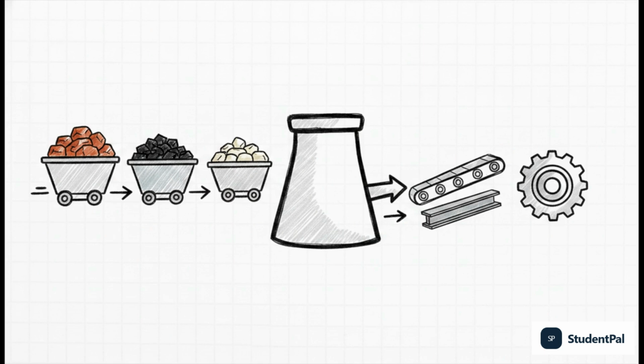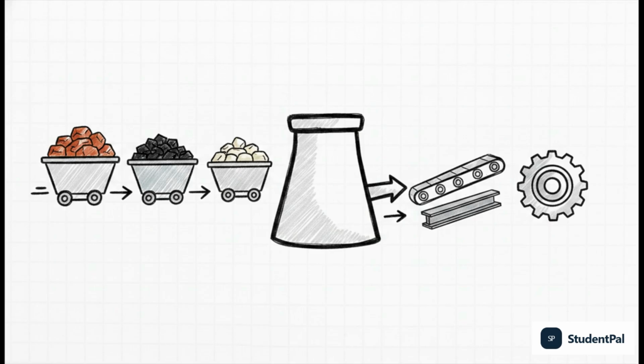And the absolute undisputed king here is the iron and steel industry. We call this the basic industry. Why? Because literally every other industry depends on it for their machinery. You can't run a textile mill without steel machines, right? It's the ultimate heavy industry.